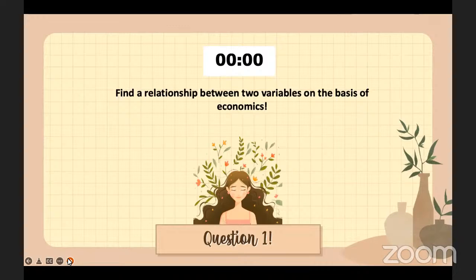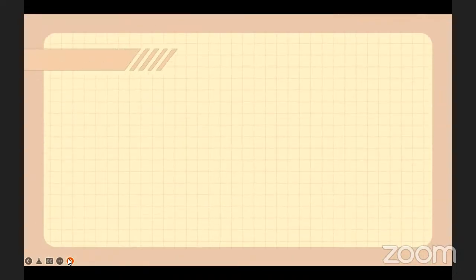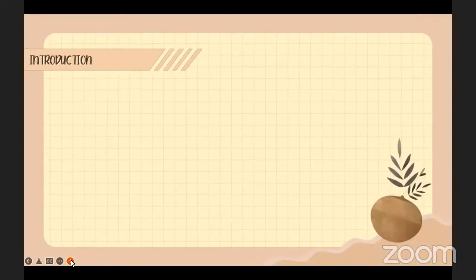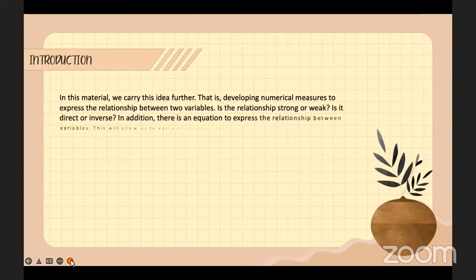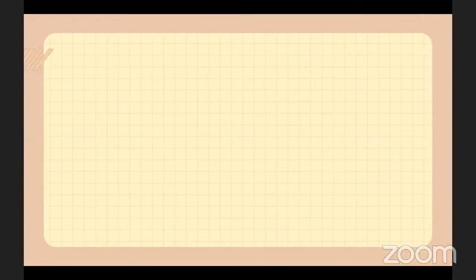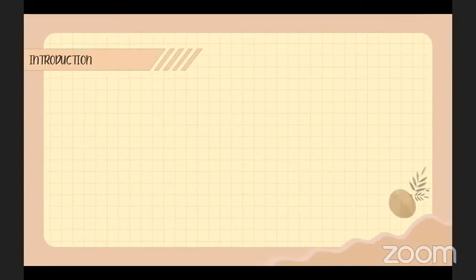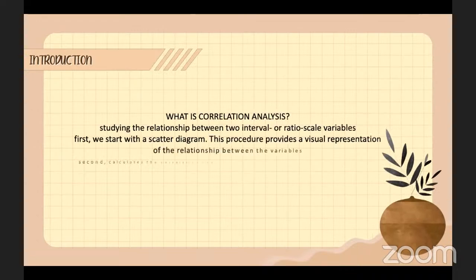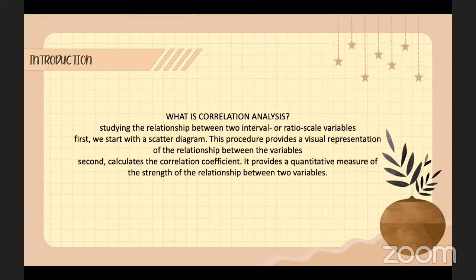We continue by developing an equation that will allow us to estimate the value of one variable based on the value of another. This is called regression analysis. We will also evaluate the ability of the equation to accurately make estimations. So, what is correlation analysis? Studying the relationship between two interval or ratio scale variables.